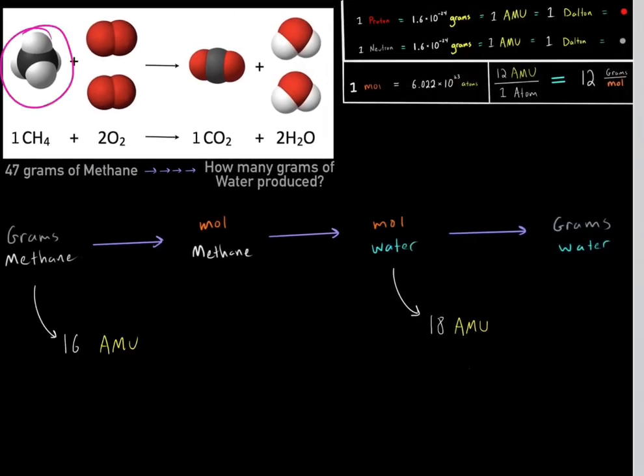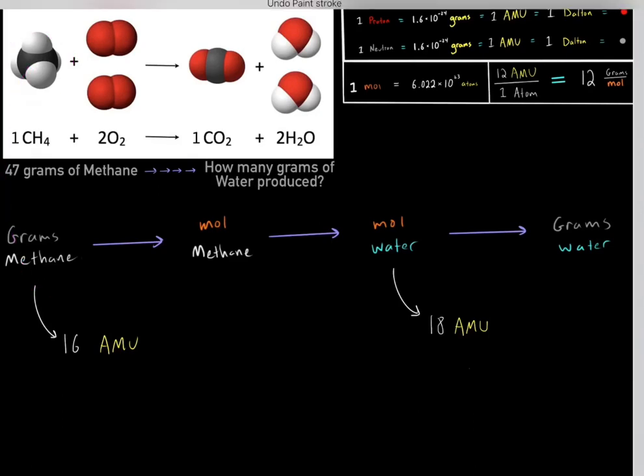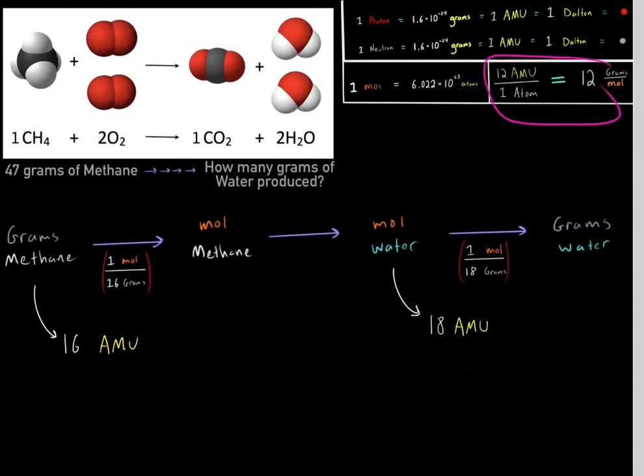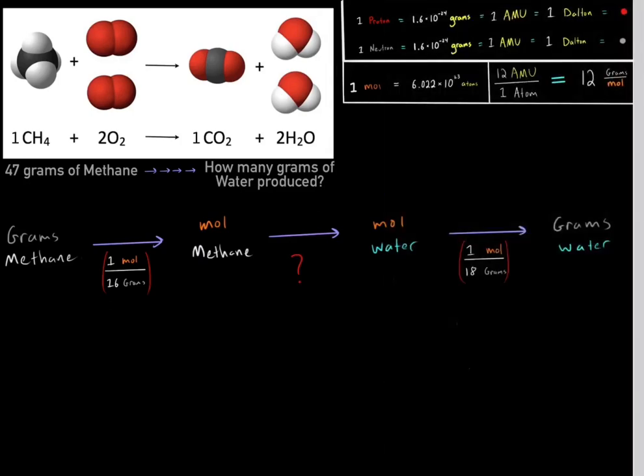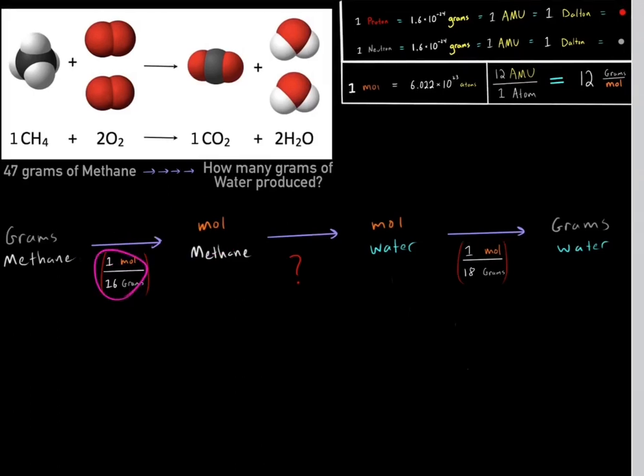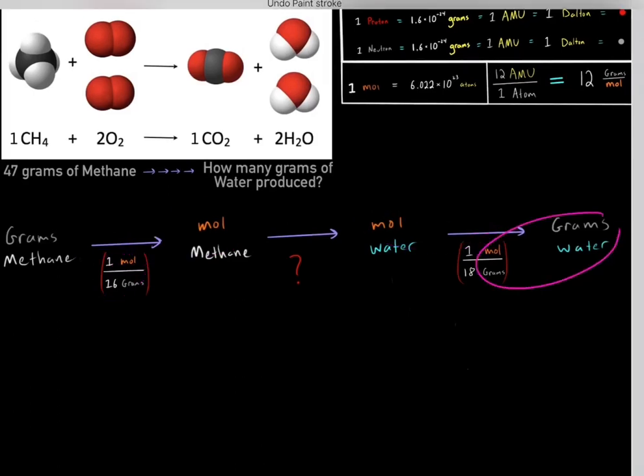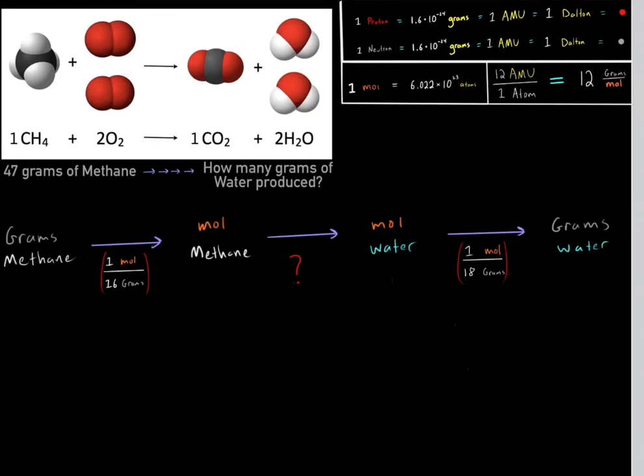If we were to look at one molecule of methane, we would see it has a mass of 16 atomic mass units. And looking at one molecule of water, it has a mass of 18 atomic mass units. And we know this important relationship: if you know the number of atomic mass units per molecule, you know the number of grams per 1 mole. The same thing with water. So now we know how to go from grams of methane to moles of methane. This is the conversion factor. And we know how to go from moles of water to grams of water. This is the conversion factor.